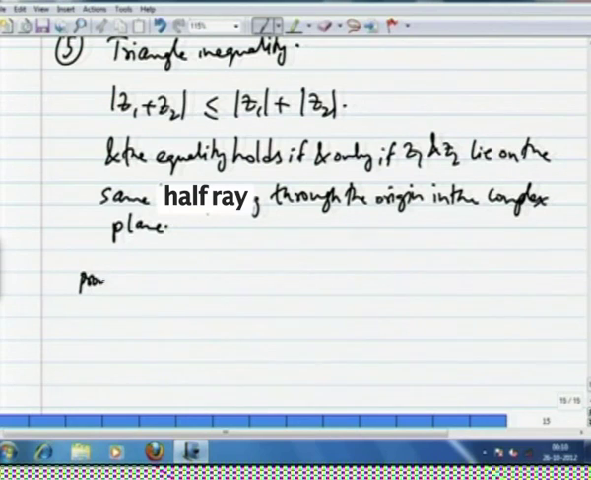Okay. So, a proof is easy. A proof of this fact is easy. I will only prove the inequality, and the equality part I will leave as an exercise to the viewer.